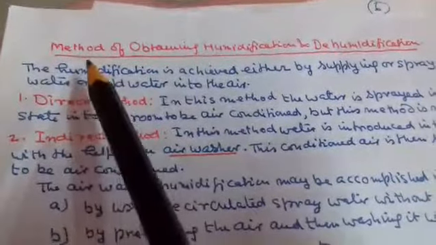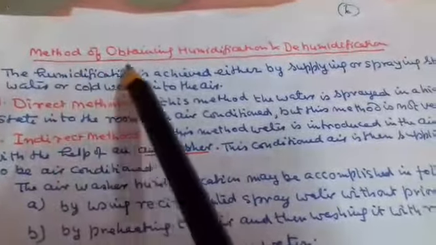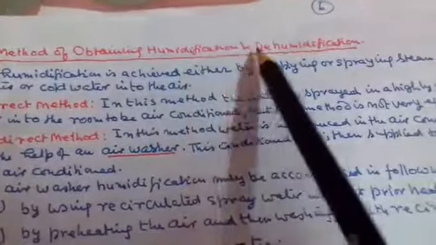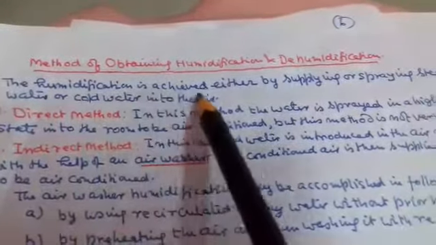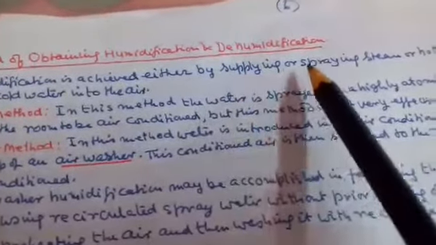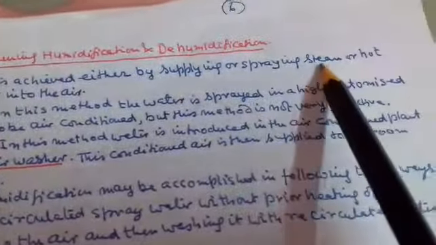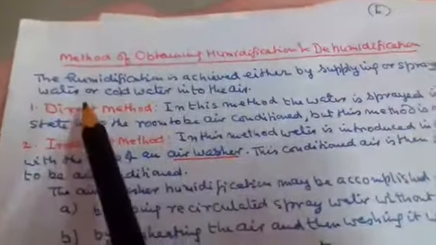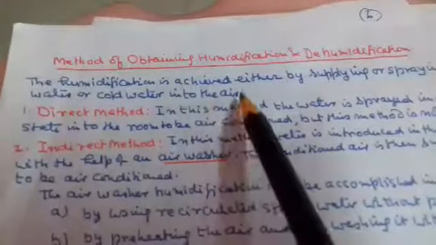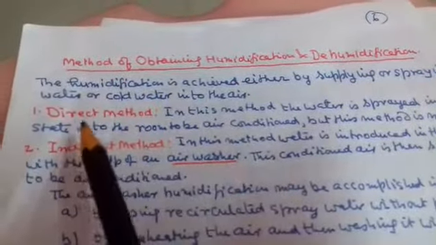So today I am going to deliver a video lecture on humidification and dehumidification. Humidification is achieved either by supplying or spraying steam or hot water or cold water into the air. There are two methods: direct method and indirect method.